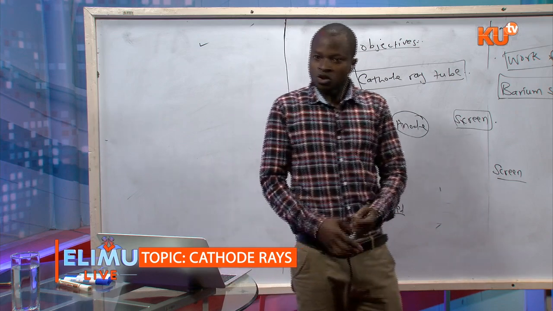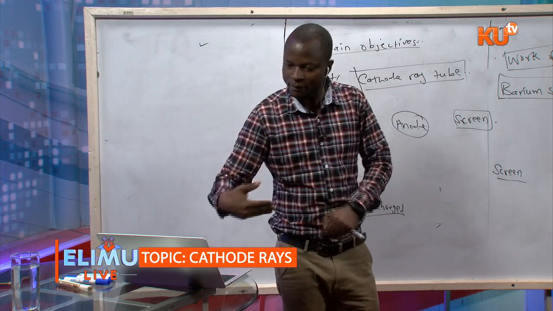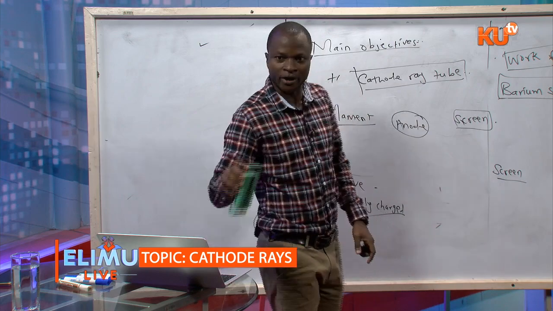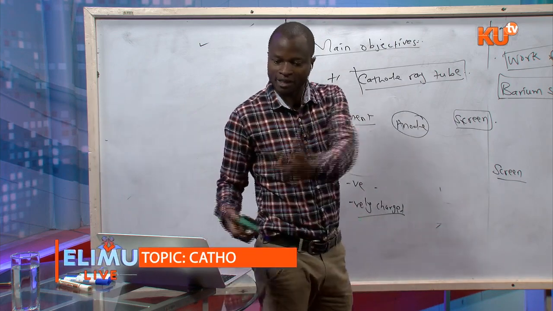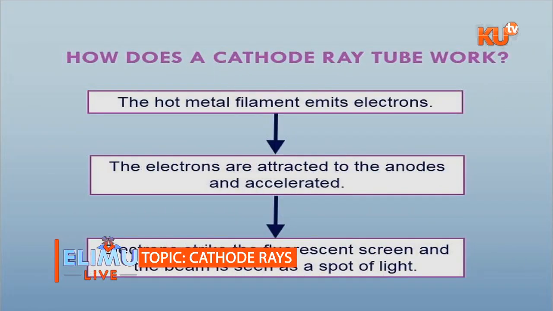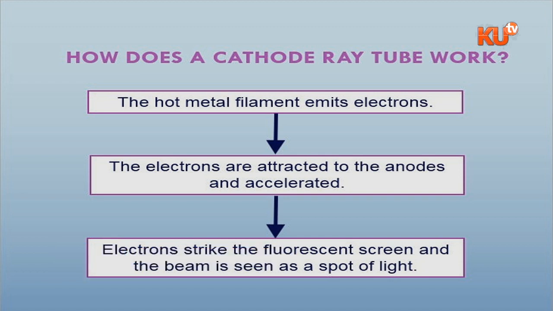Now, most of us will summarize this process in different ways. We can use a flowchart to explain the same thing. Look at this flowchart here. We can use a flowchart or use the other diagram to explain the same thing. So if you are asked to explain the production of, or the working of, a cathode ray tube, you just use this flowchart.